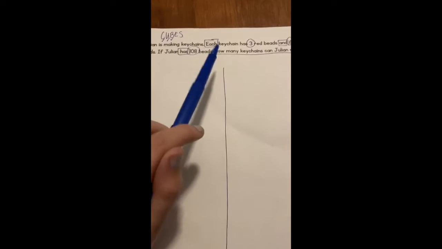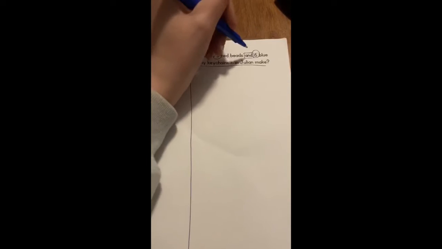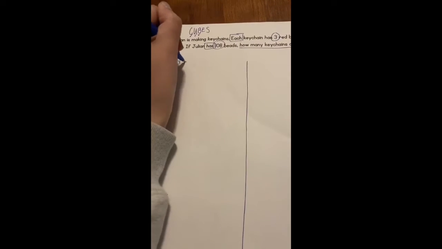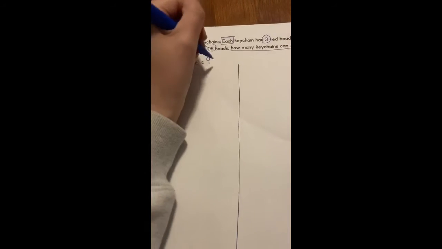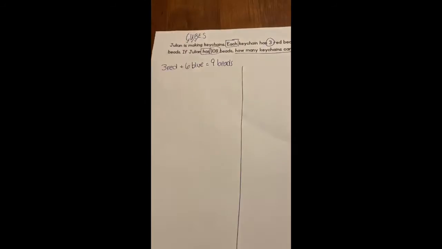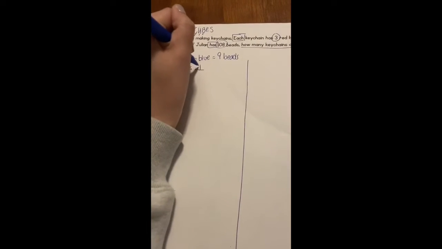All right, if you're back, that means that you have an answer and you're ready to go over the problem. So let's go ahead and see what we've got here. When I see each keychain has 3 red and 6 blue beads, that means that I need to add these together, because that's what this "and" here is telling me. So 3 red beads plus 6 blue beads is going to give me 9, right? I have 9 beads in total. So 9 beads are going to help me make 1 keychain.